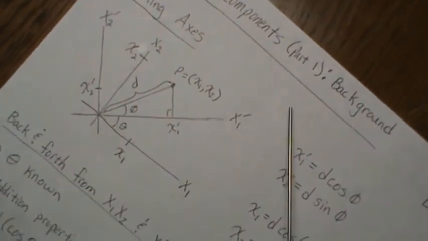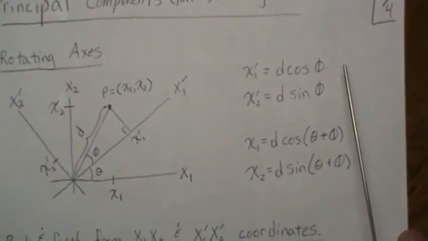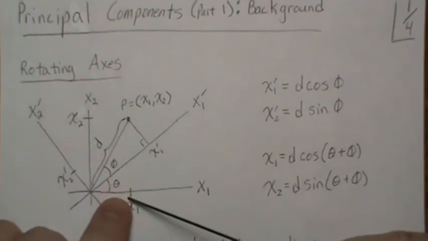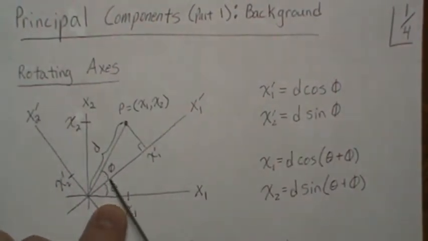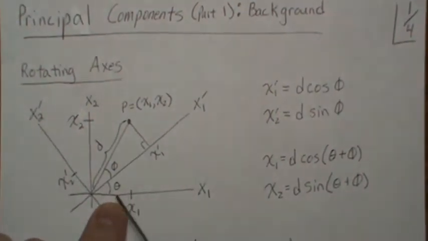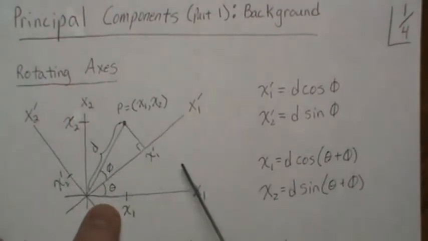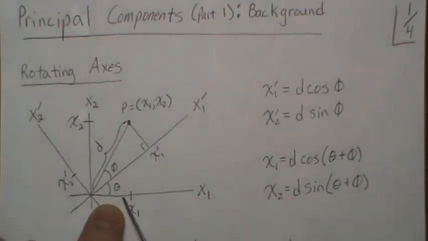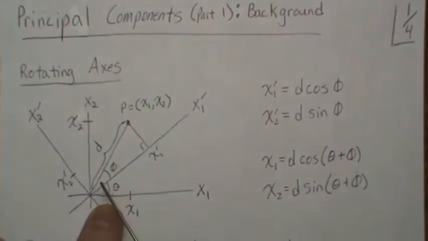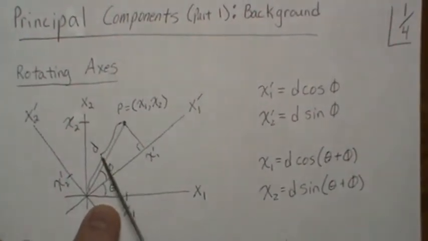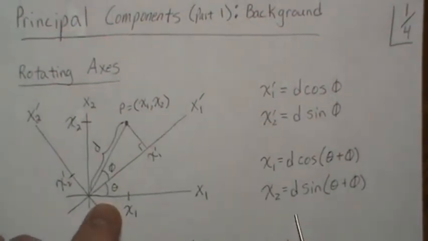But what would it be in the original x1, x2? Well, we need this distance. So if this angle is theta plus phi, and we take the cosine of that, then we get this over d, and you can solve it, and you get this. So the x1 value is this. The x2 value would be the sine of this angle, because sine of this angle is opposite over hypotenuse. You can solve it for x2 and you get this.